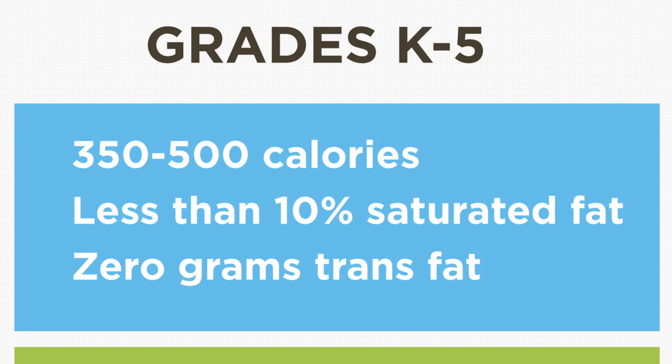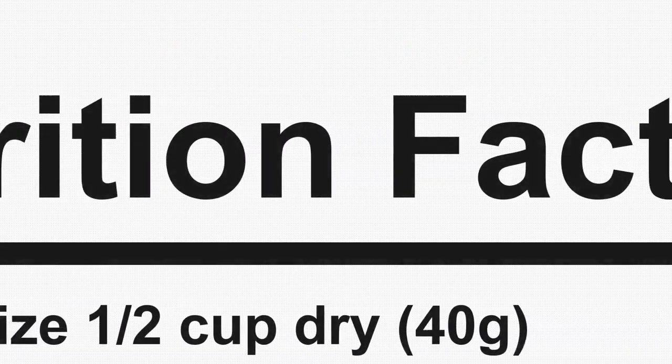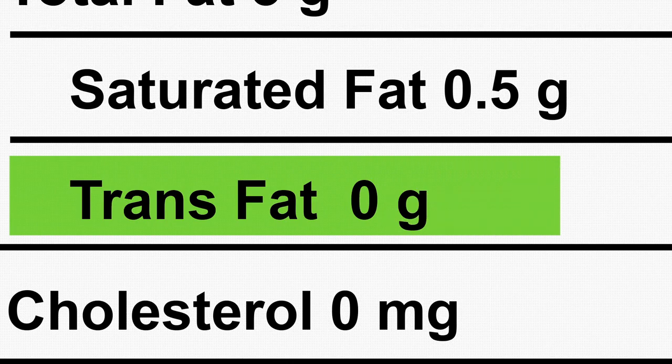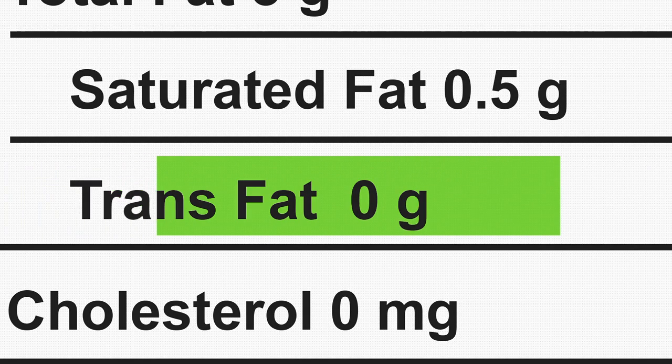Discretionary sources of calories, fats and added sugars, may be added when preparing the foods only if it is within the specifications for calories, saturated fat, and trans fat. Nutrition labels or manufacturer specifications must indicate 0 grams of trans fat per serving for all grade levels.